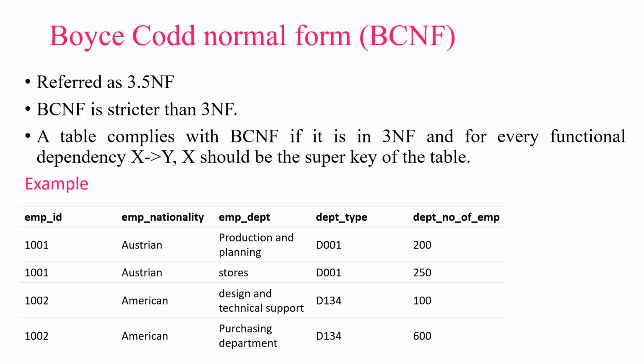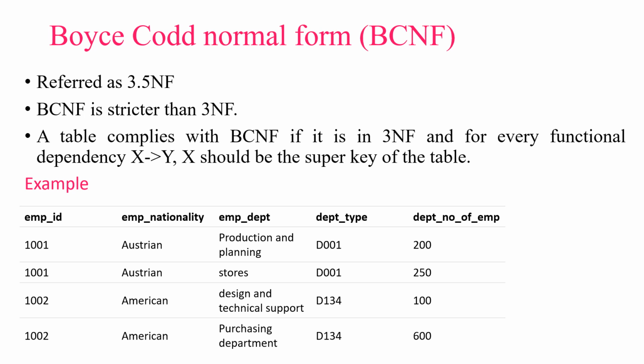For example, consider a company where employees work in more than one department, and they store the table like this. The functional dependencies in the above table are: employee ID determines employee nationality, and employee department determines the department type and the department number of employees. Here the primary key can be set as employee ID and department type. The table is not in BCNF as neither employee ID nor department alone can be keys.